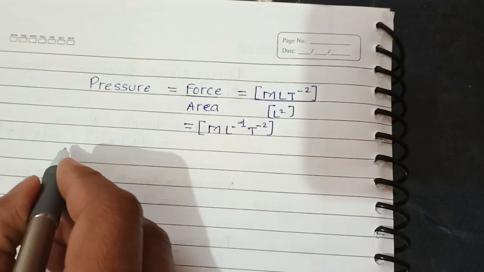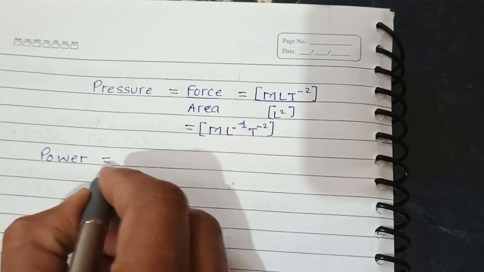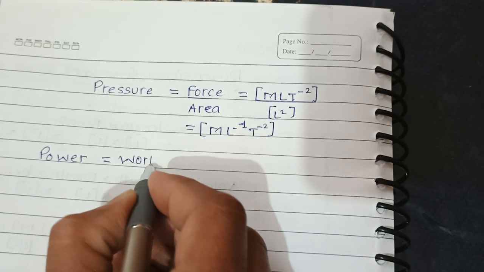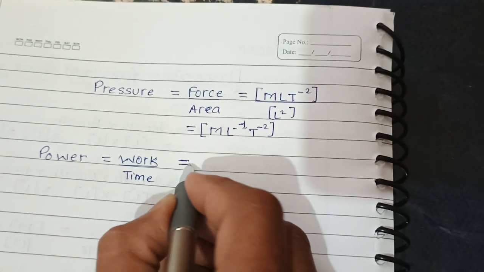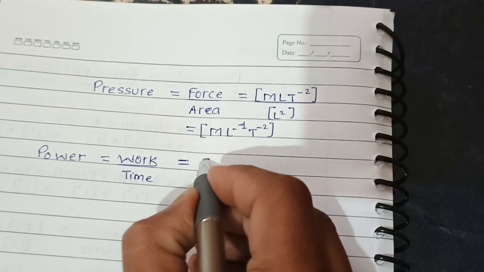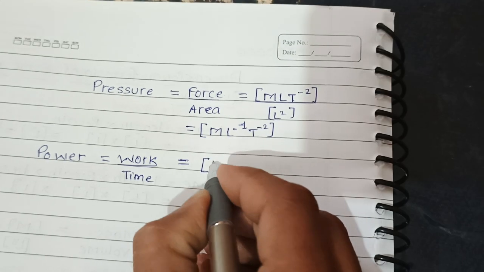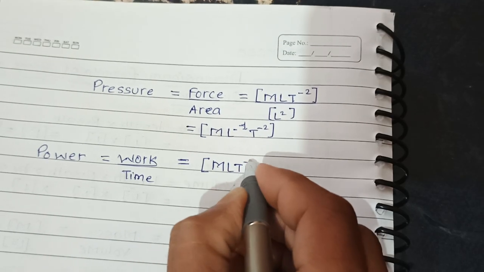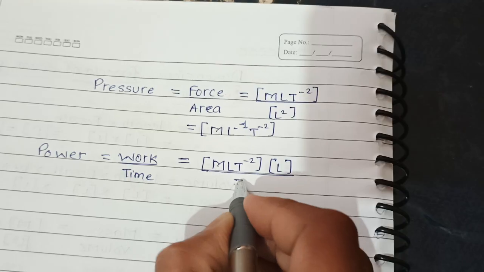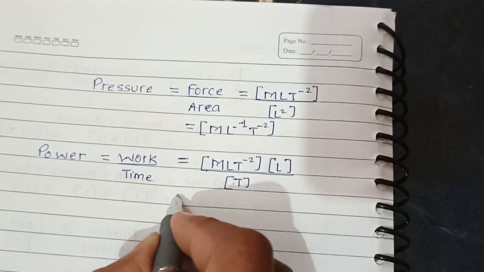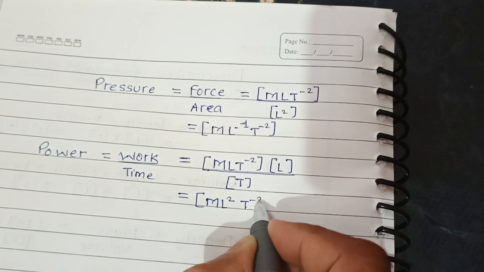Now power. Power is work upon time. Work is force into displacement. So M L T to the power minus 2, displacement is L and time is T. So that is M L square T to the power minus 3.